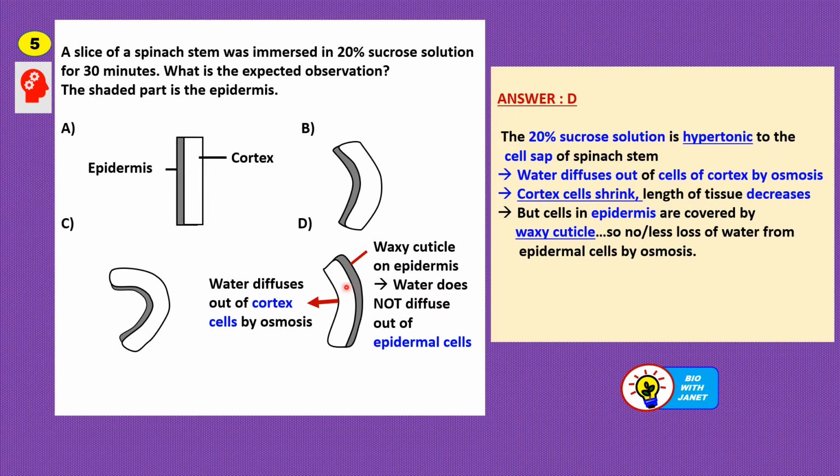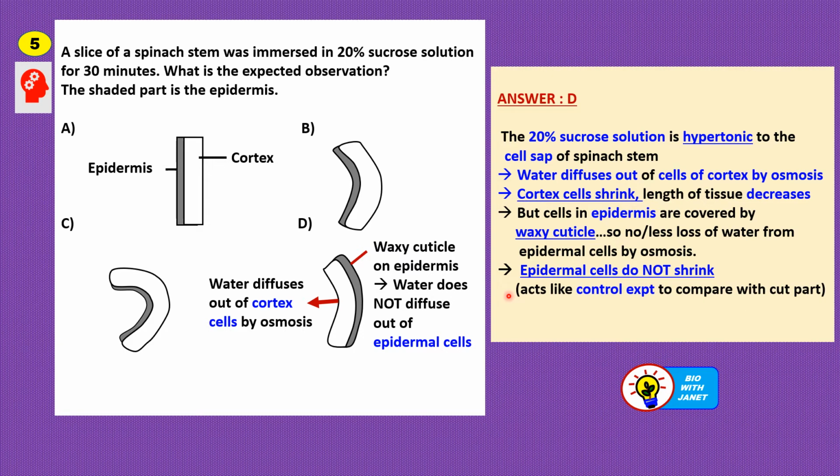So there's a difference in the length of the cortex cells and the epidermal cells. The epidermal cells here can act as the control. They still maintain the original length, okay, because the cells do not shrink, they do not lose water. So the length of the tissue here, the gray part here, should remain the same as before. It's like a control experiment, whereas the cells in the cortex region, the tissue has shrunk.